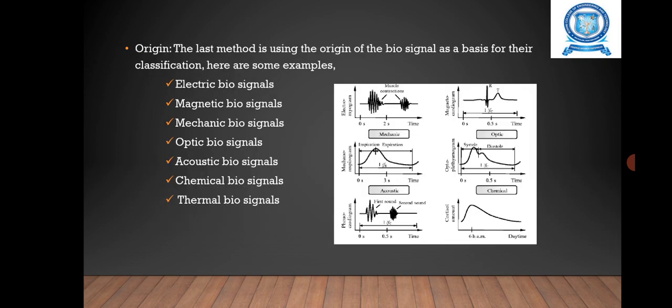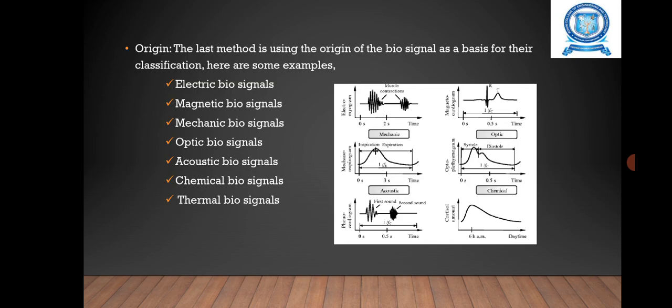And the next one is origin. This last method uses the origin of the biosignal as a basis for classification. Here are some examples: electric biosignals, magnetic biosignals, mechanic biosignals, optic biosignals, acoustic biosignals, chemical biosignals, thermal biosignals.